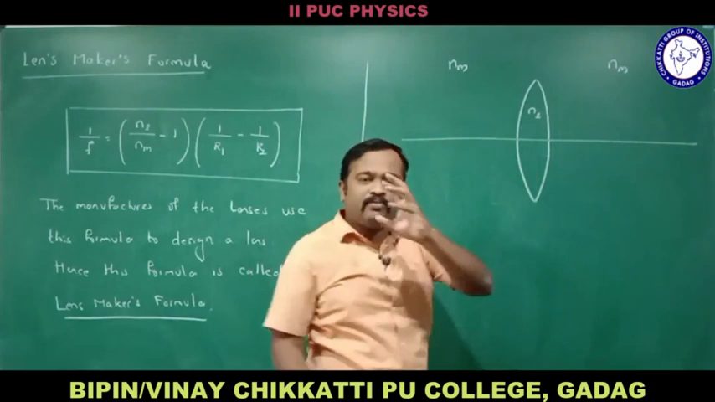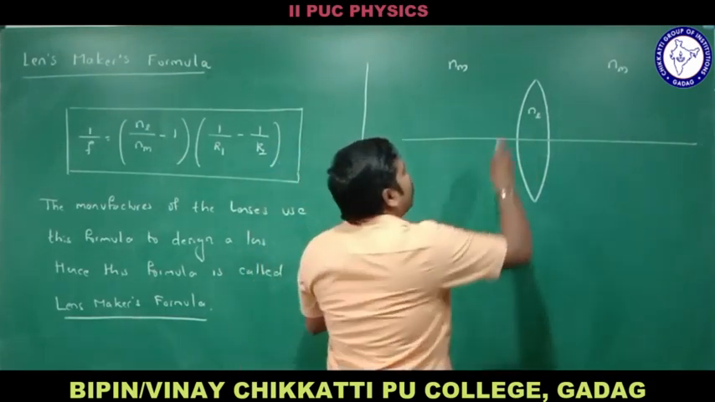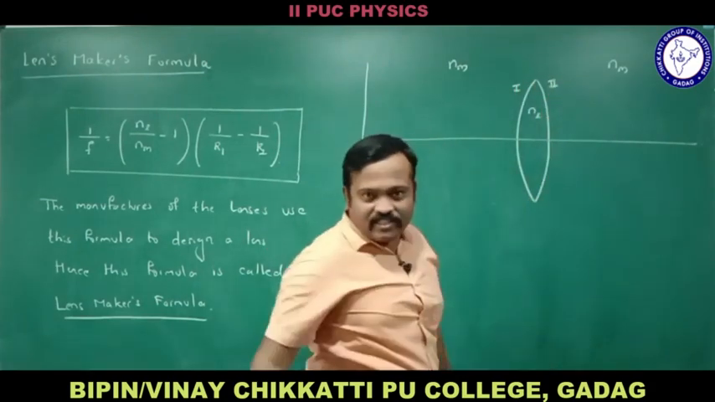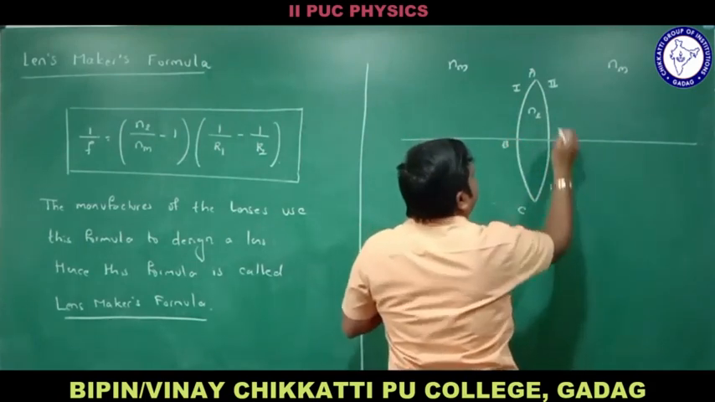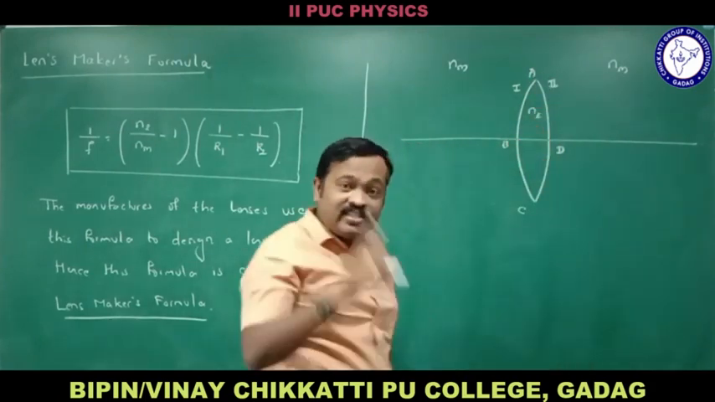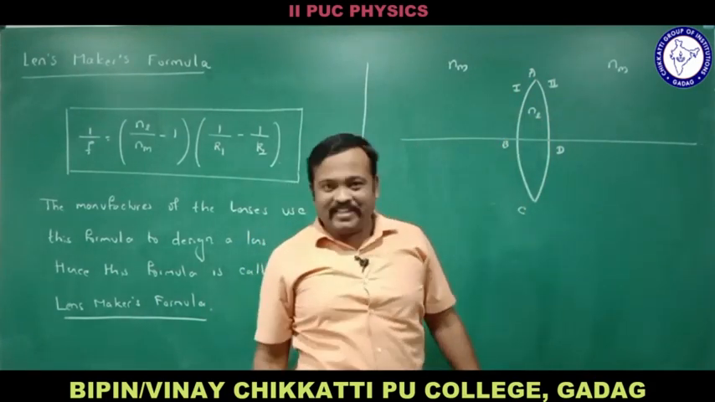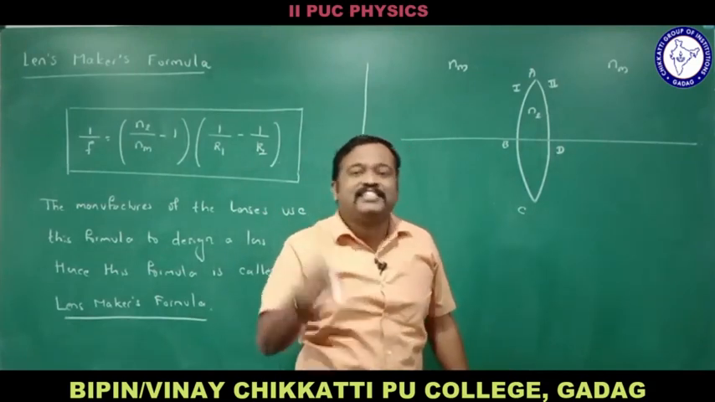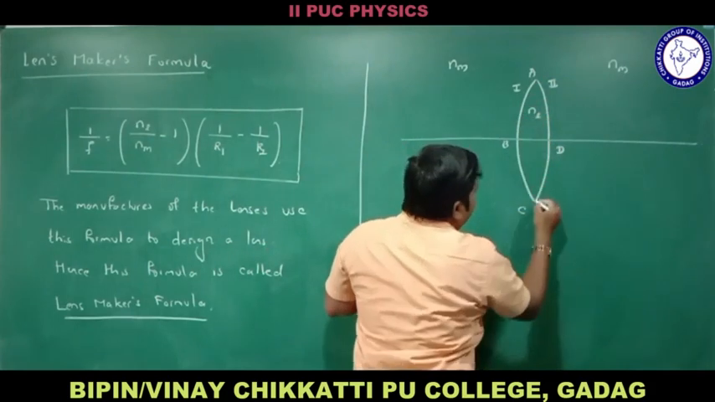This lens is made up of two spherical surfaces. This lens is bounded by two spherical surfaces. Let me call this the first spherical surface and this the second spherical surface. For example, let me take A, B, C and D. ABC is the first spherical surface. ADC is the second spherical surface. R1 is the radius of curvature of the first spherical surface, ABC.